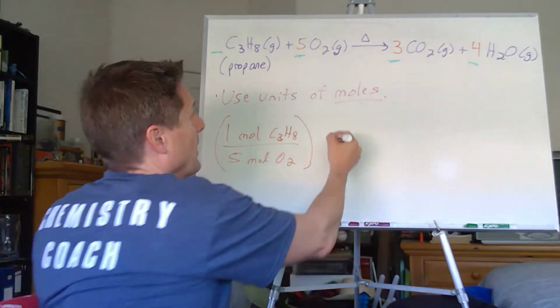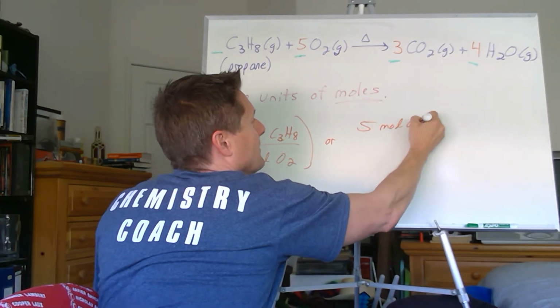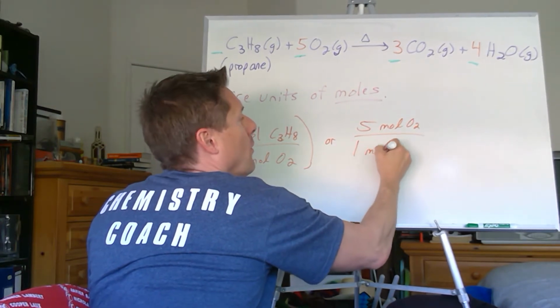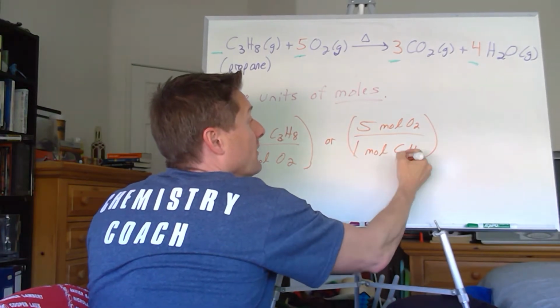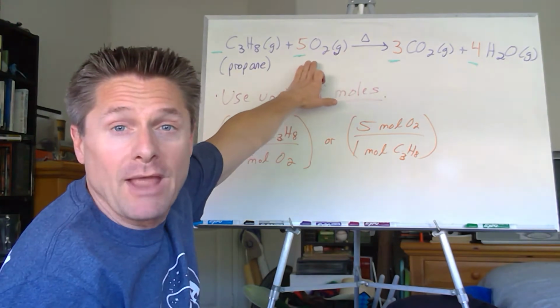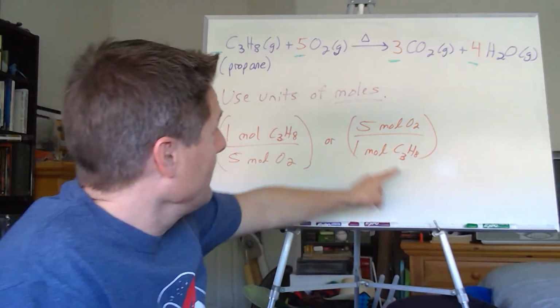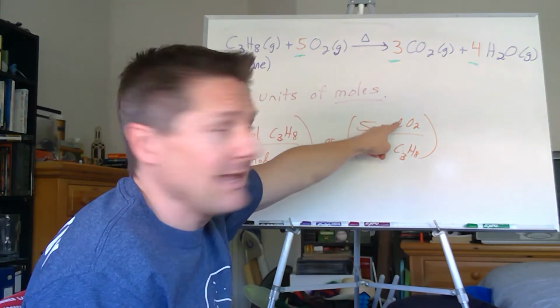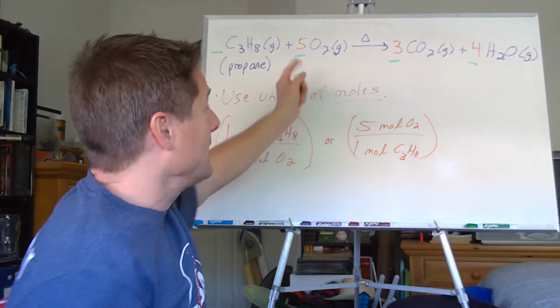I could flip that upside down. I could say 5 moles of oxygen is the same as 1 mole of propane. So in this scenario, if I started with propane and wanted to figure out how much oxygen reacts with it, start with the amount of propane, whatever I'm giving you, get to moles of propane, and then cancel out moles of propane to get moles of oxygen. It's just a conversion factor. That's all it is. And I could set up any ratio, right?